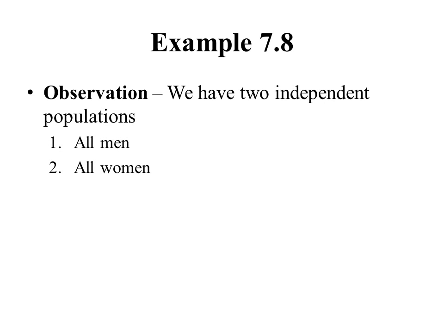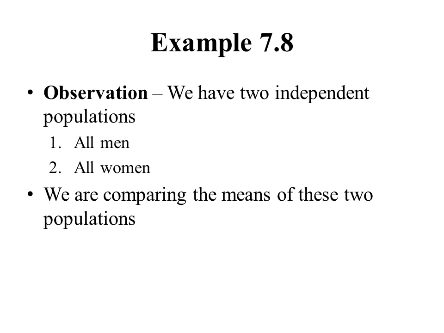So let's make an observation. We have two independent populations, all men and all women. Men form one population, women form another population. And they're independent in the sense that what happens to one population in terms of blood pressure has no effect on what happens to the other population. And we are comparing the means of these two populations. So again, we have two independent populations, and we're comparing the mean of the first population to the mean of the second population. That's what we're doing in this type of test.